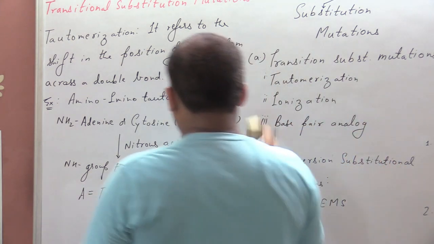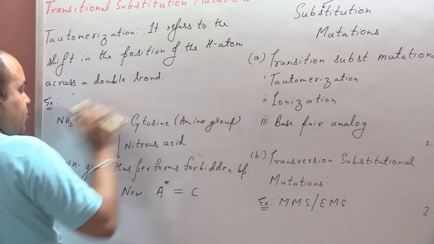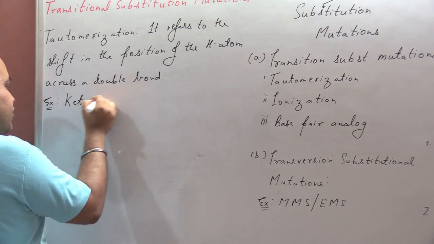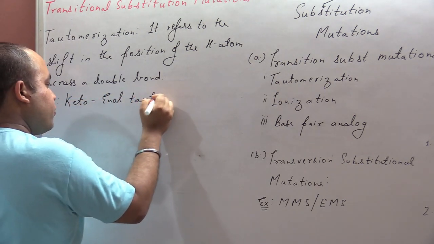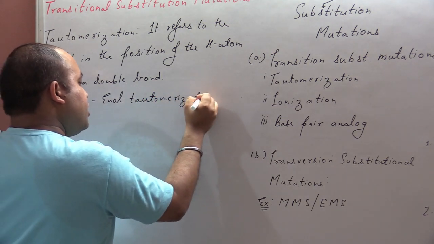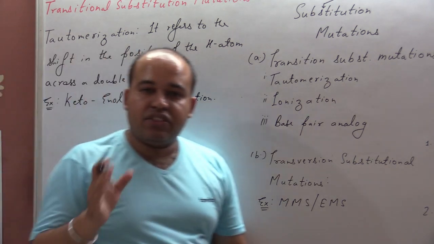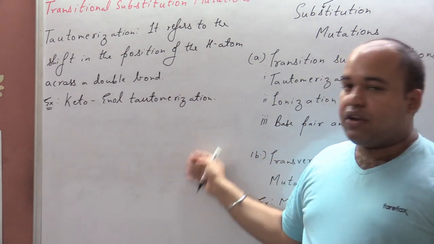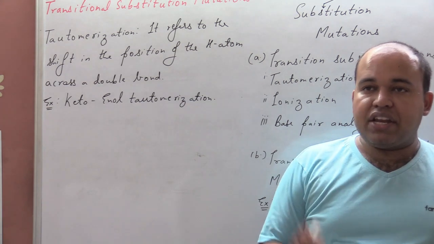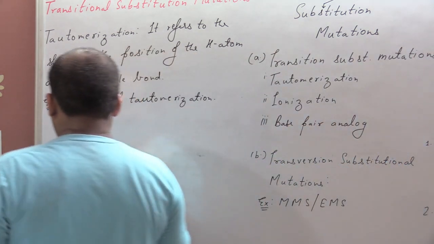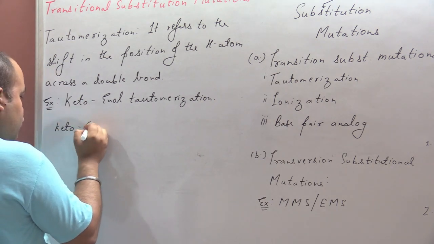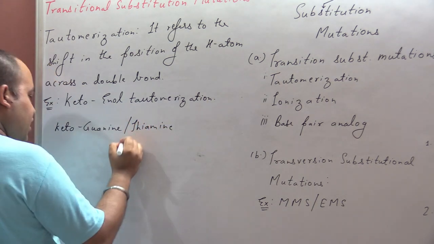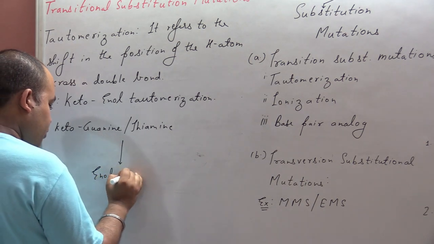The other type is, instead of amino, we will be talking about keto-enol tautomerization. In the case of keto-enol tautomerization, what is going to happen? The keto group of the nitrogenous bases is going to be converted into another group, that is enol group. Now how does it happen? The keto-guanine or thymine gets converted into the enol group.